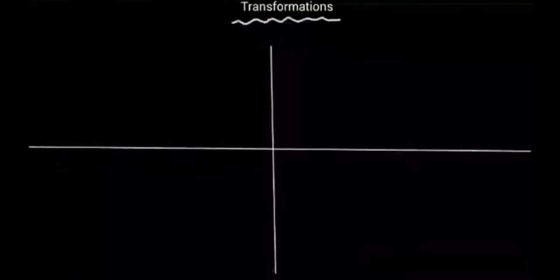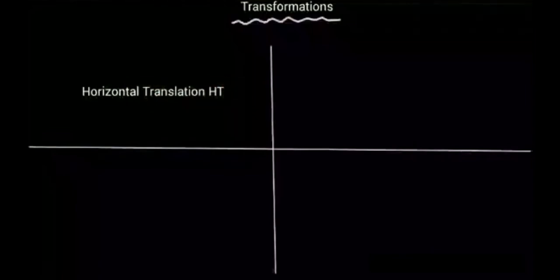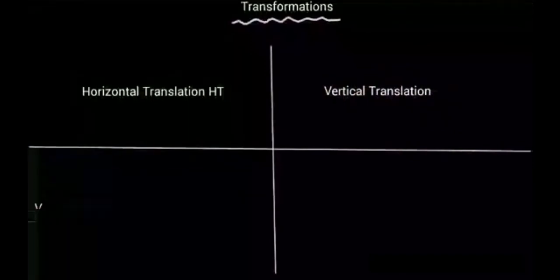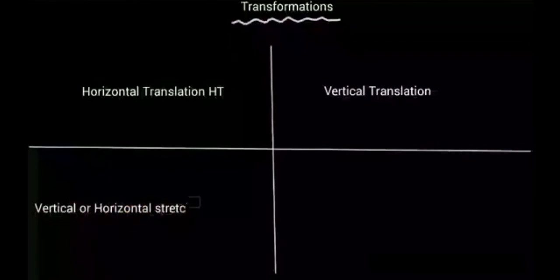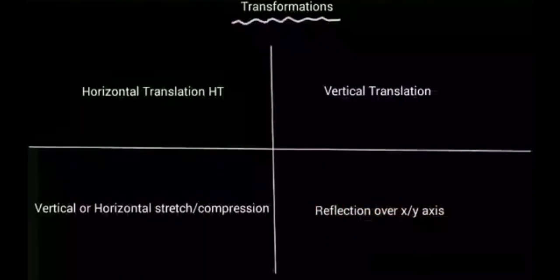Now, when talking about transformations, there are some terms you should be familiar with. First of all, we have the horizontal translation, sometimes called HT. Second, you should be familiar with vertical translation, and you might see that as well as VT. Third of all, you might see vertical or horizontal stretch or compression, and sometimes people call compression shrink, and that's exactly what it does, just different names. And last thing, you should be familiar with the reflections, whether over the x-axis or over the y-axis. Let's move on.